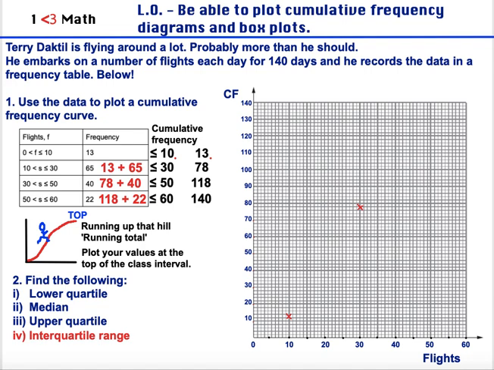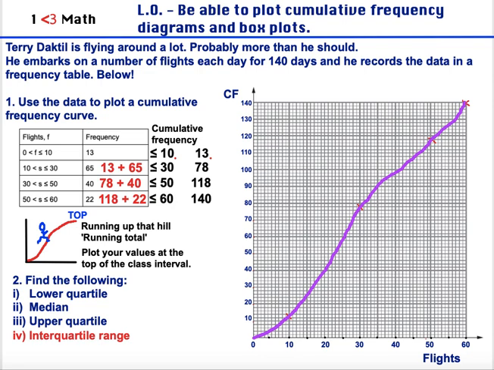Our next data to plot is going to be at 50 on the x-axis and 118 on the y-axis to represent the cumulative frequency. And finally, at 60, we are going to plot 140 and then freehand, so it's a nice smooth curve, a nice smooth hill, we're going to plot our cumulative frequency curve. So here we are, there's the cumulative frequency curve.